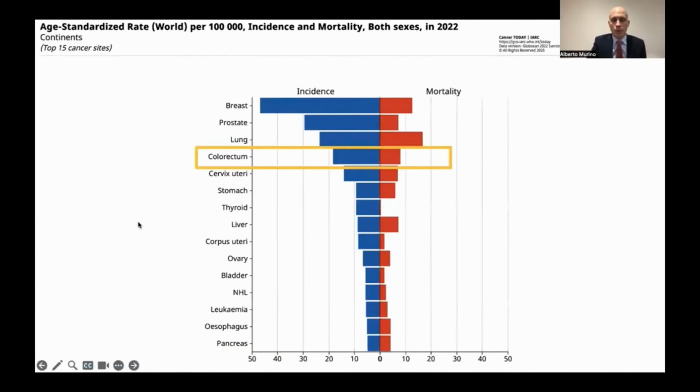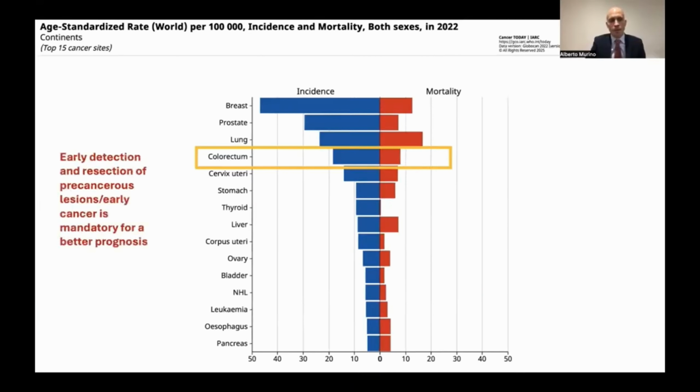What is important to remember is that colorectal cancer is the fourth cancer in the world for incidence and one of the highest cancers for mortality. So although there is some screening in place, we're not doing enough to manage this cancer. And early detection and resection of precancerous lesions is very important and mandatory for a better prognosis.